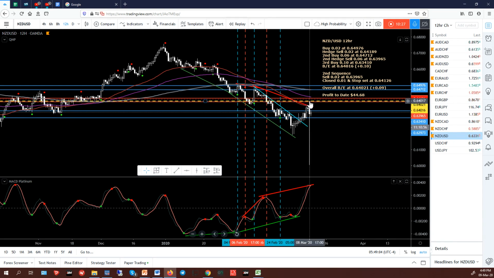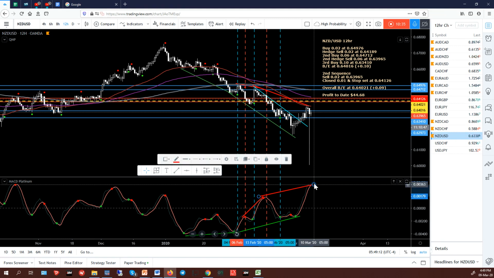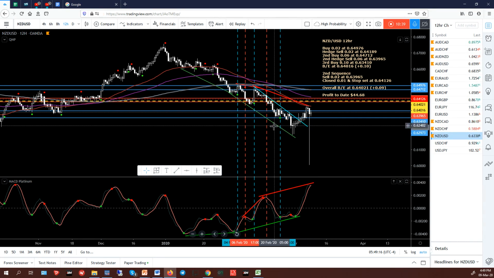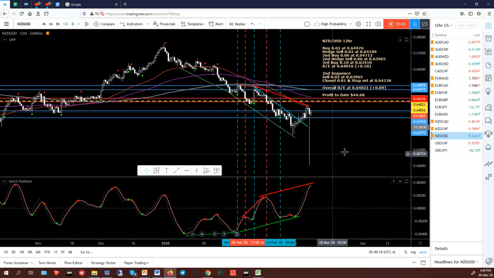It's popped up near the overall break even, but then it's dropped away again today. As we all know, that spike. And again, if I get a sell signal up here, I'll be starting another sequence to the sell side and also protecting this other sequence. It's all a little bit tricky, a little bit confusing, but that's the way I roll.